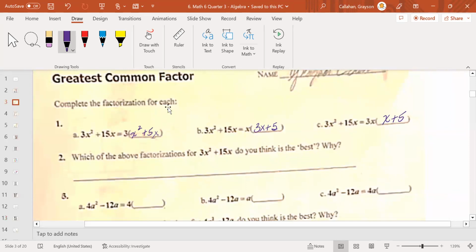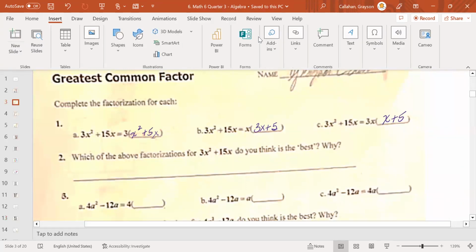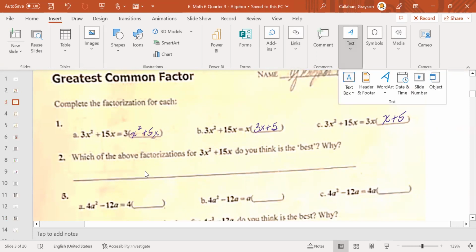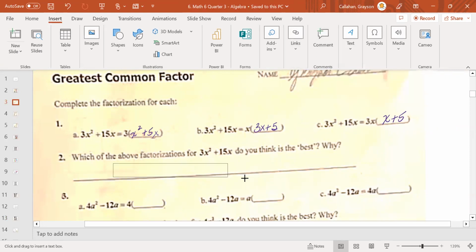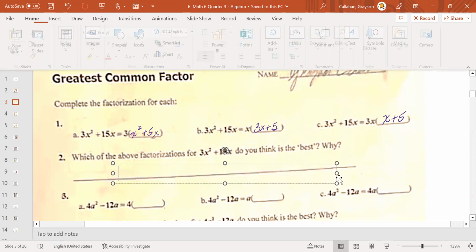Which one do you think did you factor out the most? What did you take out the most outside of the parenthesis? A. A, you only took out 3. C. Why C?